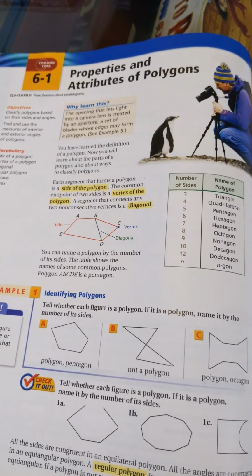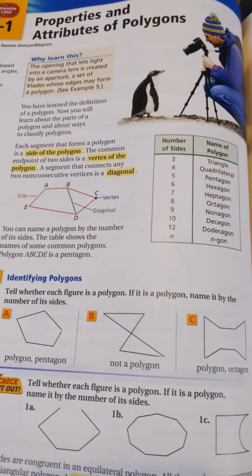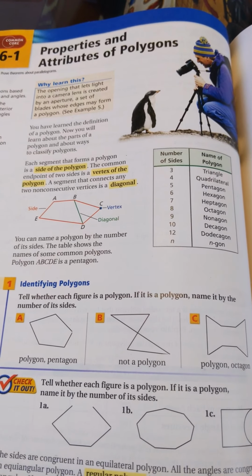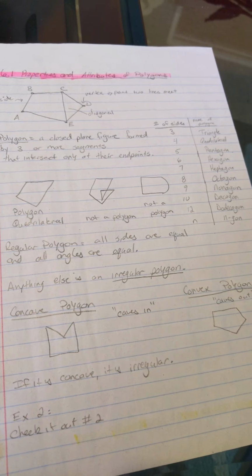Looking at our properties and attributes of polygons, my notes are on the Google Drive, so you can follow along with that as well. I've got my notes sitting right here that I'll be looking at.